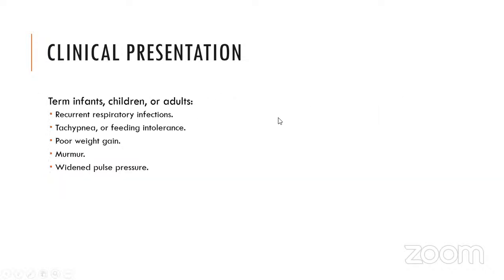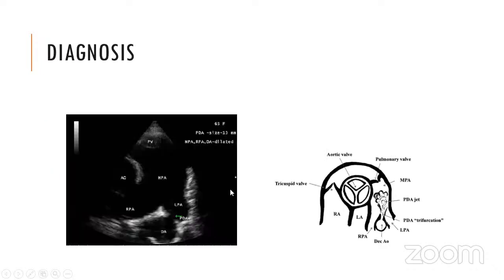In term infants, children, or even adults, especially if it's a large shunt, patients usually present with recurrent respiratory infections, tachypnea, or feeding intolerance, and in infants, poor weight gain, a murmur as described earlier, with widened pulse pressure.